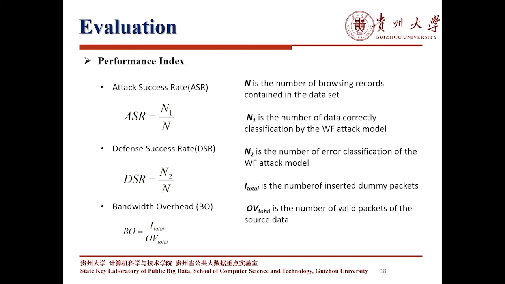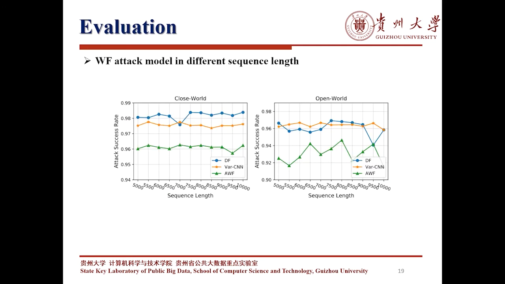Our evaluation indicators are only simple attack success rates, different success rates, and bandwidth overhead. The specific meaning of each letter is on the right. As shown in the figure, we show that multiple website fingerprinting attack models based on deep learning still have stable attack performance under different sequence lengths. This is to provide reliable support for the reliability of subsequent experiment results.